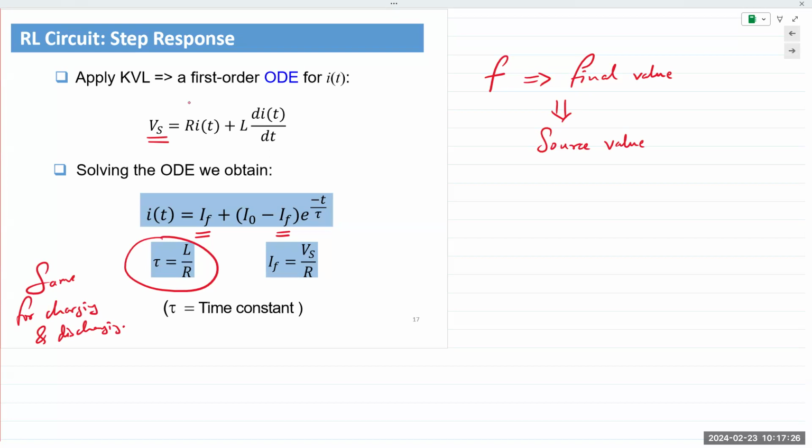You can have those on your equation sheet. You do not have to memorize it. But after you solve a few problems, it kind of becomes ingrained. Okay. Tau, the time constant for an RL circuit, is always L over R.